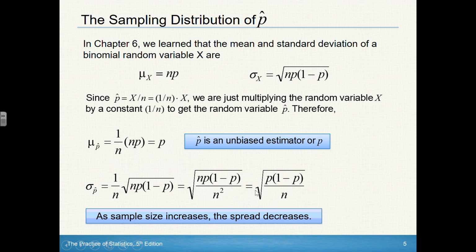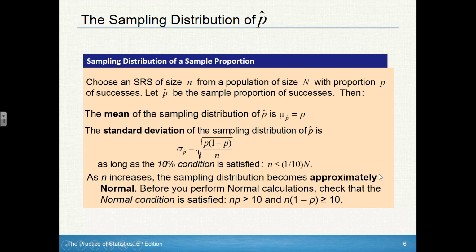But more importantly, it gives us a standard deviation rule here. All we're doing once again is multiplying by 1 over n, and we get this formula for the standard deviation of a sampling distribution for proportion as the square root of p times 1 minus p over n. From the formula, you can see that as the sample size increases, the spread decreases. This formula is on your formula sheet, so it's not something you have to memorize, but obviously you'll need to know how to use it.